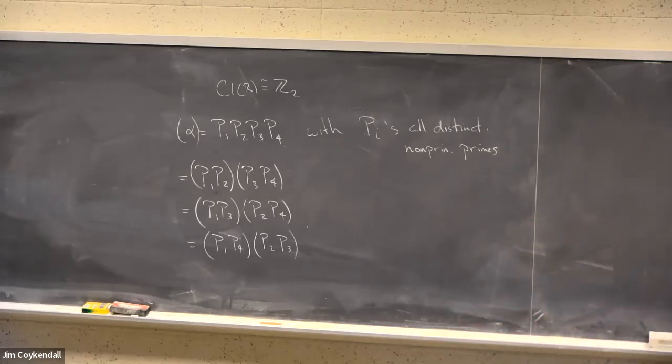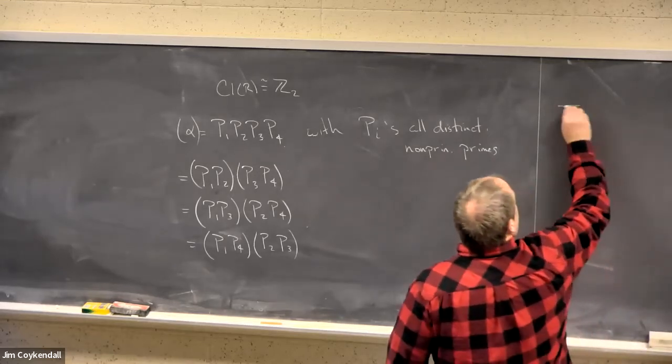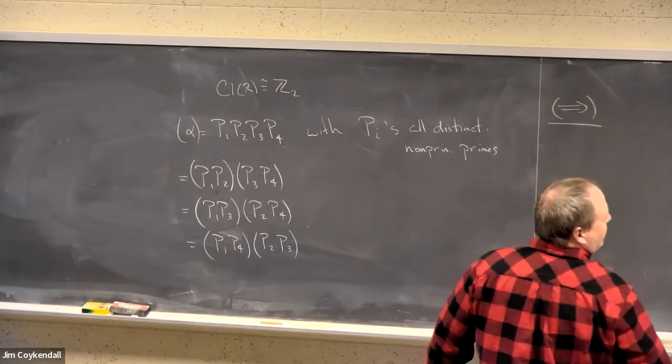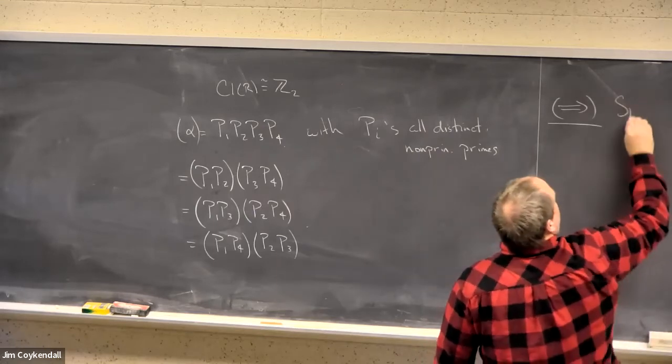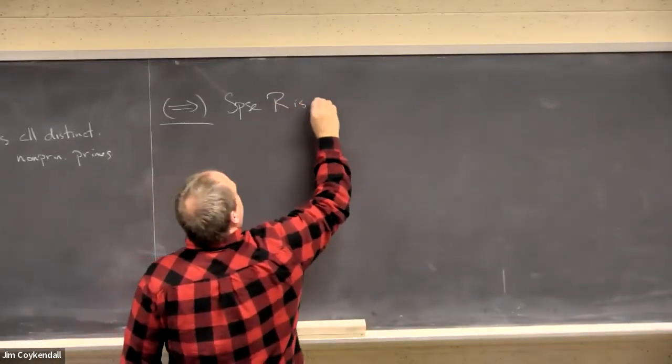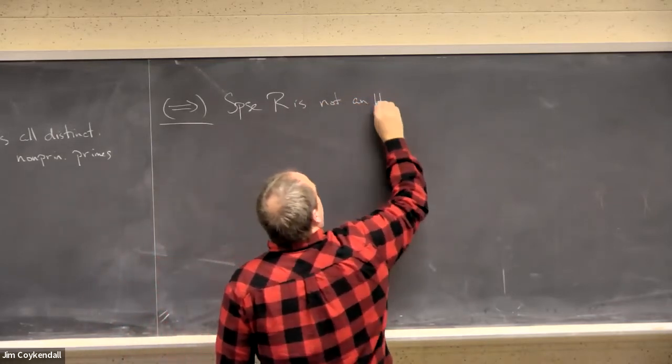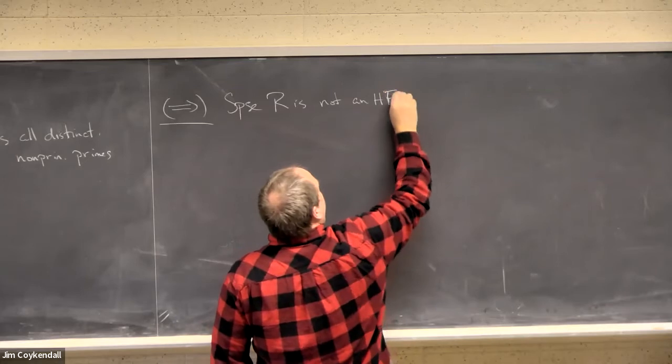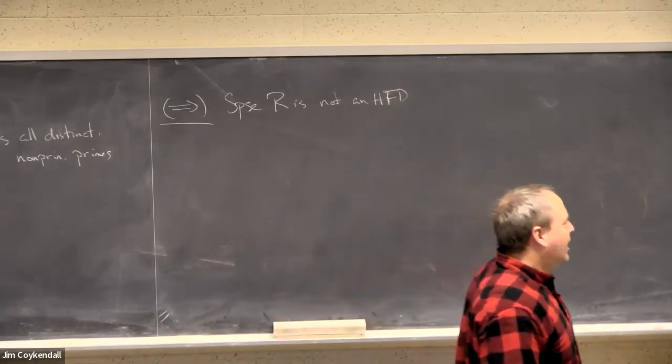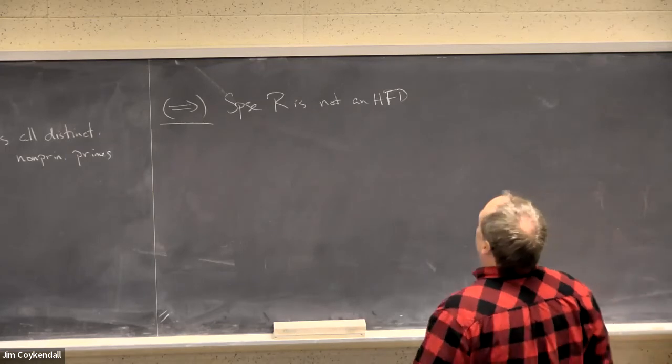Now, I think that what we've done so far is the less surprising direction. How about the more surprising direction? If you have an HFD, then it forces the class number to be less than or equal to 2. So I'm going to do the other direction. Let's suppose, so our strategy is this: we're going to suppose that R is not an HFD, and we're going to show that the class number is bigger than 2.